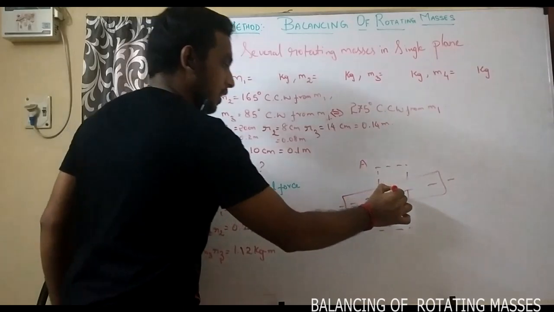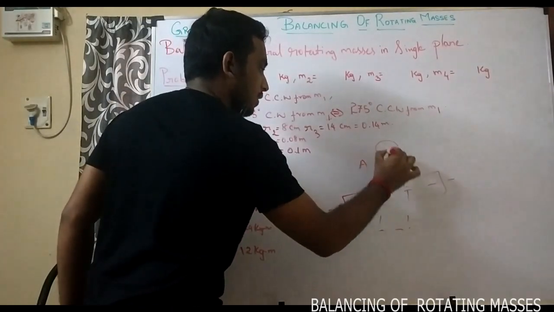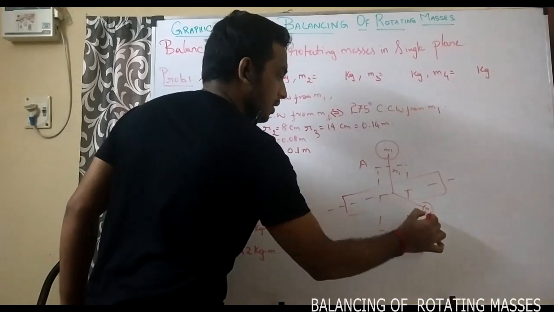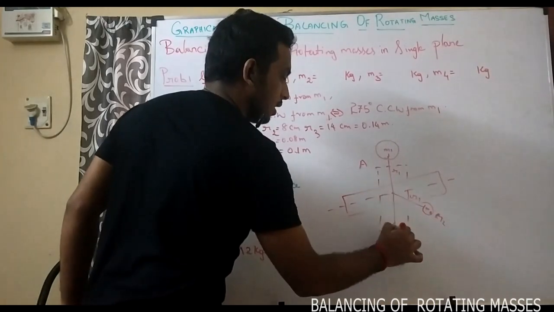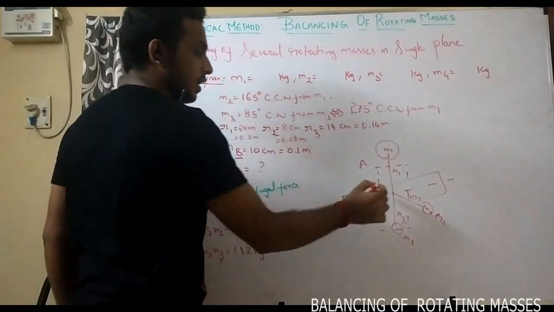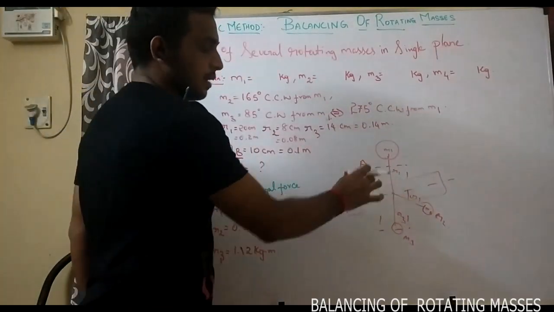In this plane A, there are n number of masses. So let me take M1 R1 and M2 R2 from this geometric center, and M3 R3. These masses are rotating with respect to this geometric center, and are all acting in the same plane.